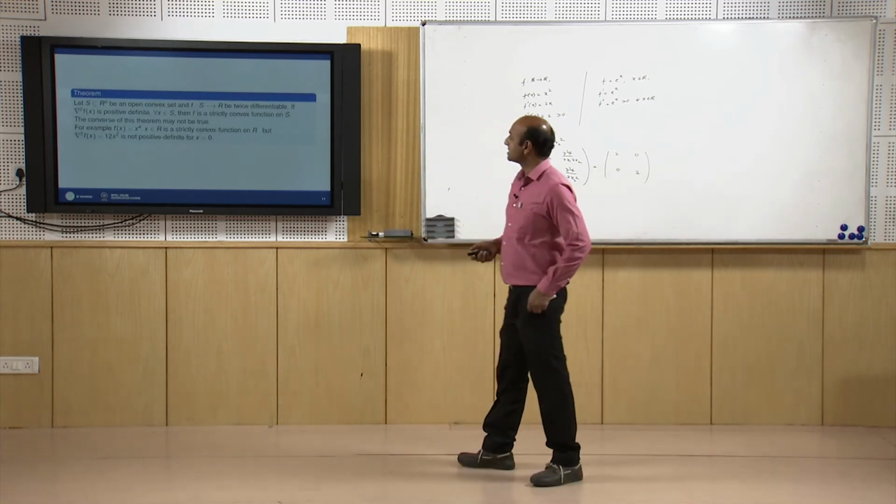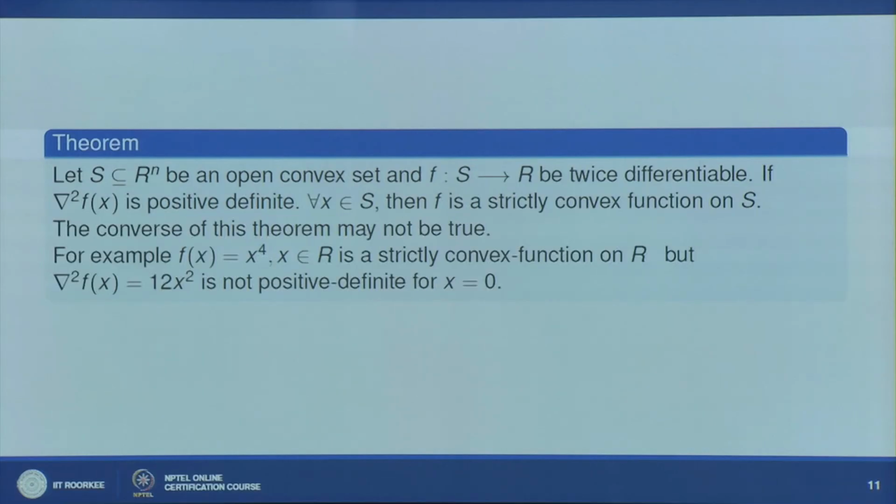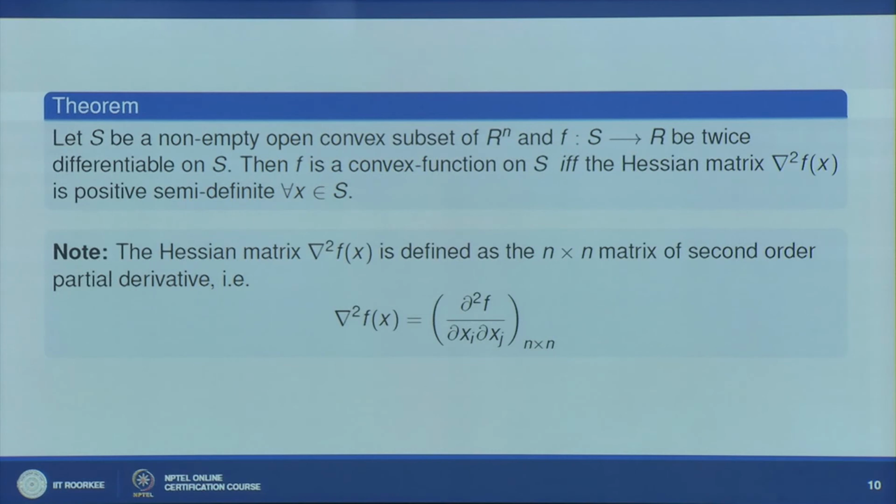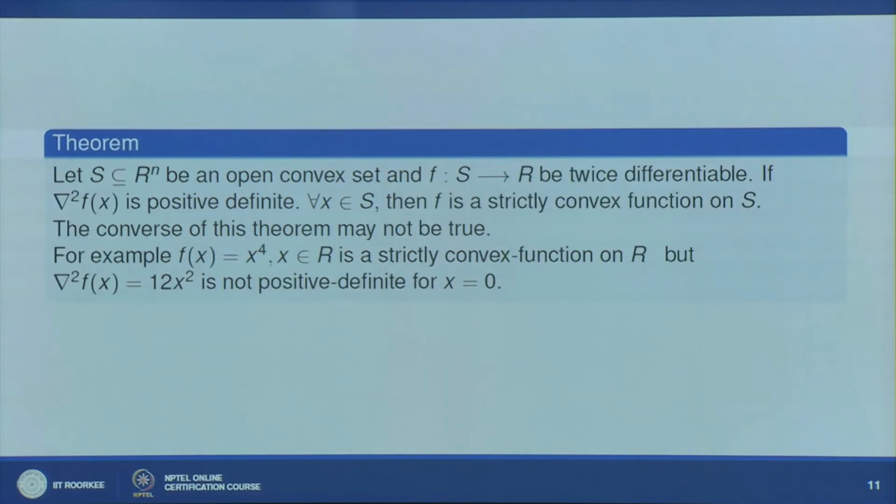So, we have the same result for a strictly convex function also, that if the Hessian matrix is positive definite, then f is strictly convex on S, but the converse may not be true. Like in this theorem we have an if and only if condition, that a function is convex if and only if the Hessian matrix is positive semi definite for all x in S, but for strictly convex we do not have an if and only if condition. We have only the condition that if the Hessian matrix is positive definite, then f is strictly convex.